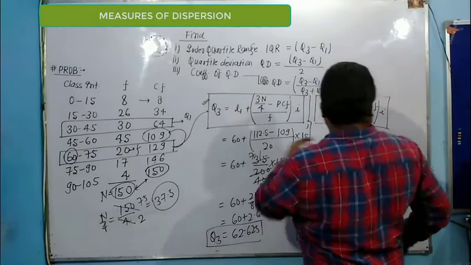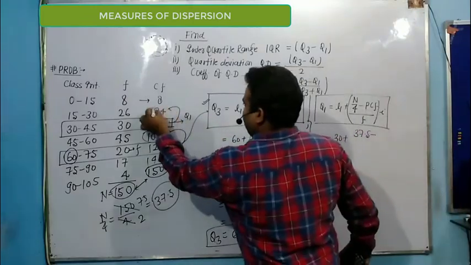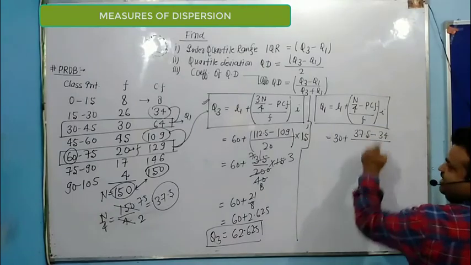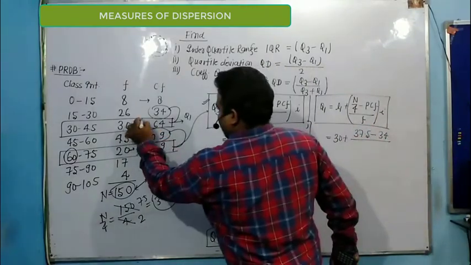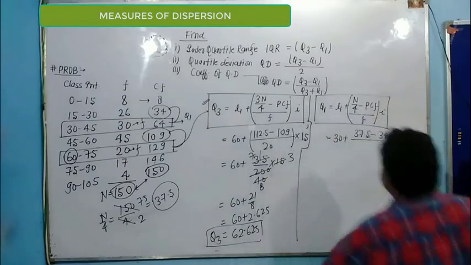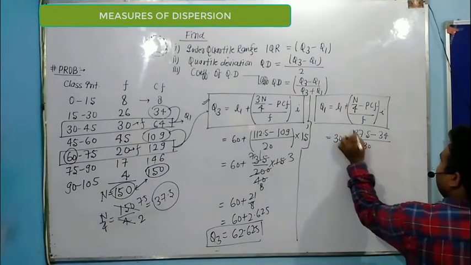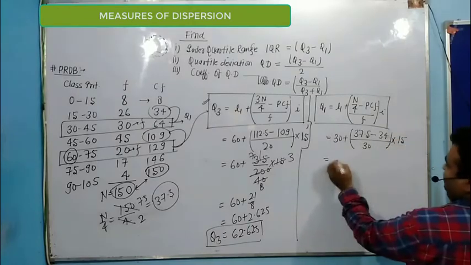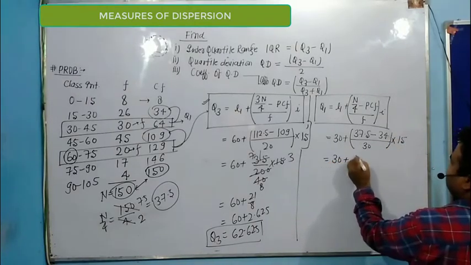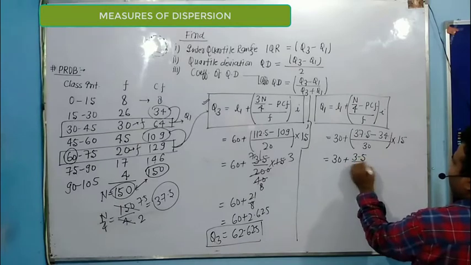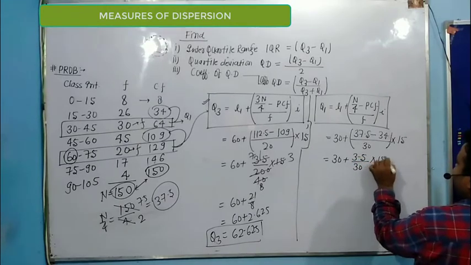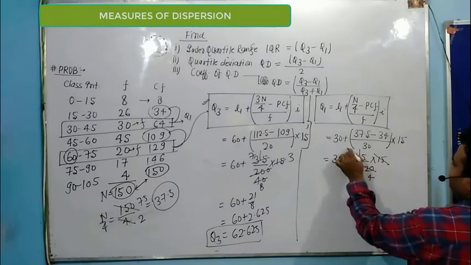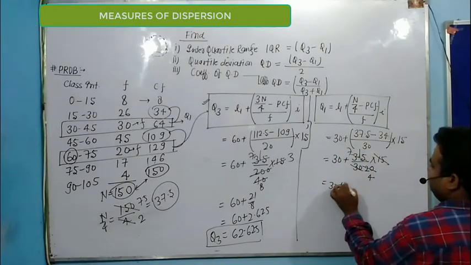What is my previous cumulative frequency? The previous cumulative frequency is 34, just the previous value. 34 divided by f. F is the frequency of the selected class. So this is 30. Multiply this value by the class interval range, which is 15. So 30 plus 3.5 divided by 30 multiplied by 15. So this value is 30 plus 7 by 4.